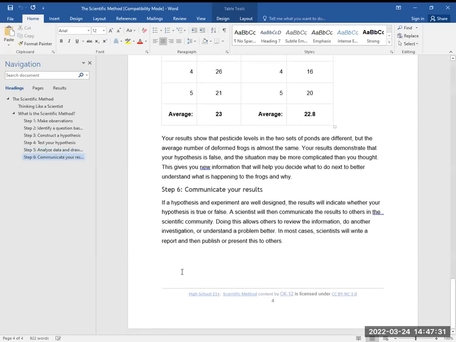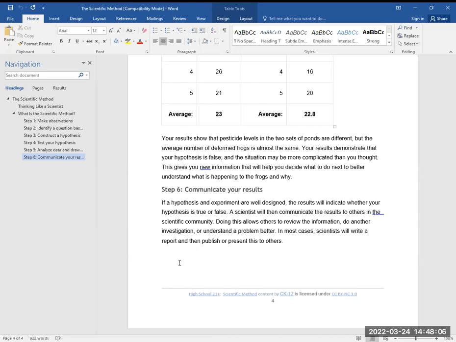So step number six is to communicate your results. If the hypotheses and the experiments are well designed, the results will indicate whether your hypothesis is true or false. A scientist will then communicate the results to others in the scientific community so that other people who are testing the same thing don't make the same mistake, okay? Or don't replicate the process and have it be incorrect. Maybe they want to replicate it and think, oh, if I change something, maybe I'll get a different result, okay?